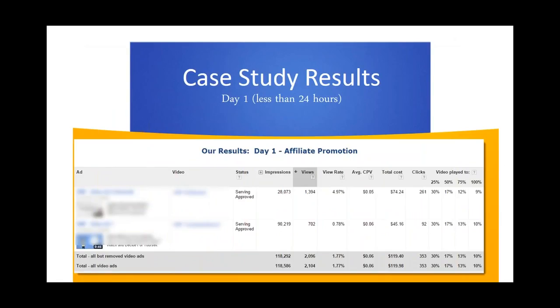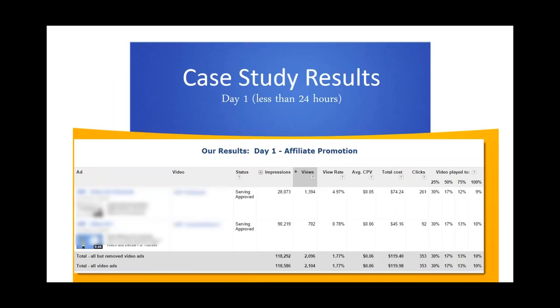So moving on here, case study results, day one. So we have less than 24 hours, and I'll wrap this up within the next few minutes. But case study one of four, day one, as you can see here, I had two different ads and I had 20,000 impressions for one and 90,000 impressions for the other. Obviously, my view rate was low for this one. View rate was a little bit high on this one, but that was day one.